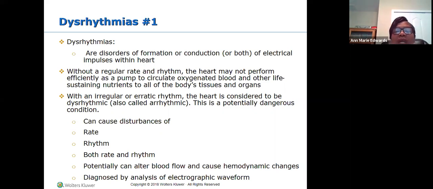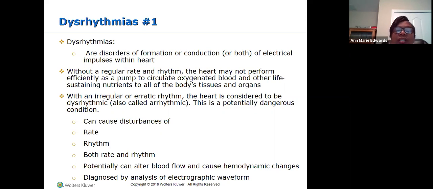So with an irregular or erratic rhythm, the heart is considered to be dysrhythmic. That's what dysrhythmia is about. An irregular rhythm or an erratic rhythm. And it is also called arrhythmia. This is a potentially dangerous condition, as we're going to see a little later.